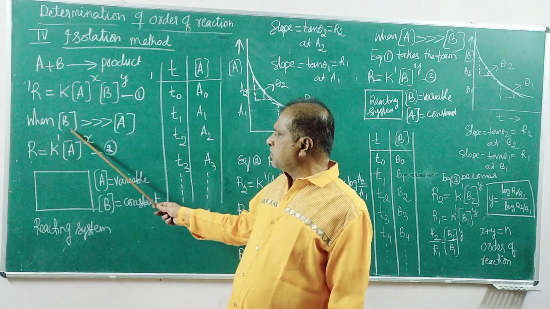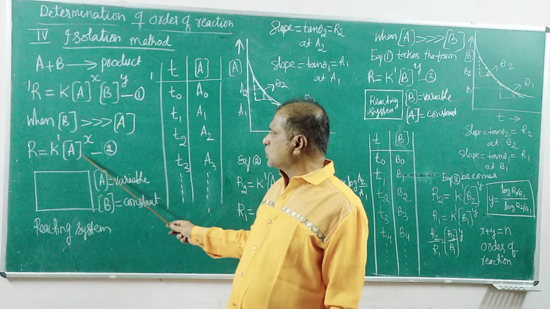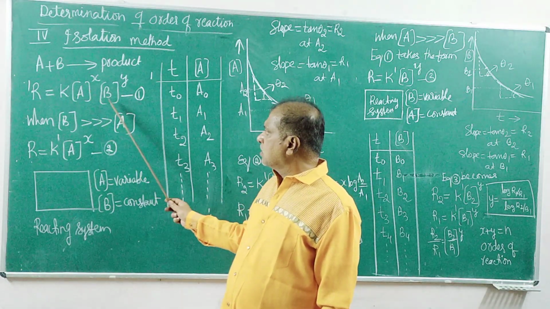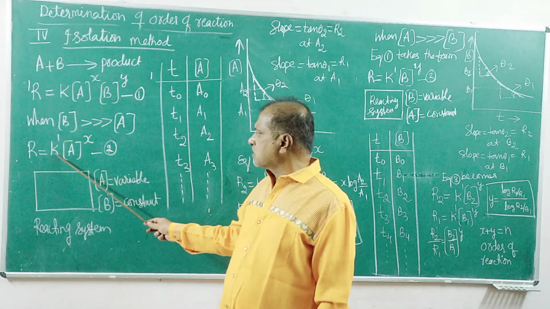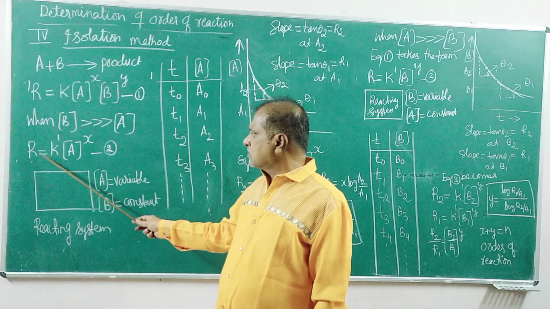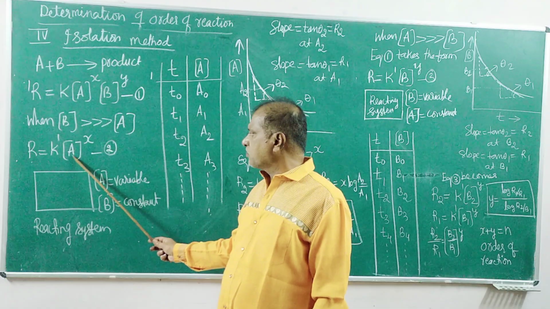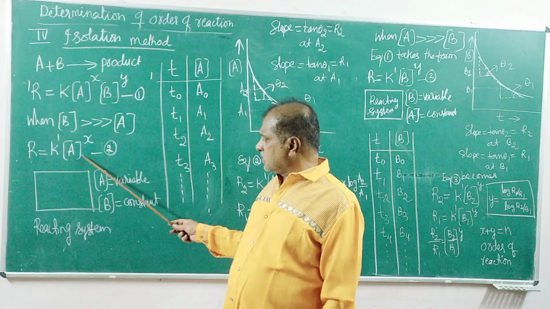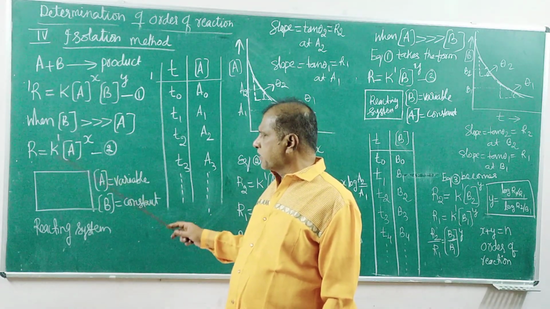If the concentration of B is very high, then the equation is reduced to equation 1. This is already constant. When this constant is multiplied by K, it is a constant, K dash. So the rate of reaction is a function of the concentration of A only, equation 2. Using this equation, let us go for an experimental determination.